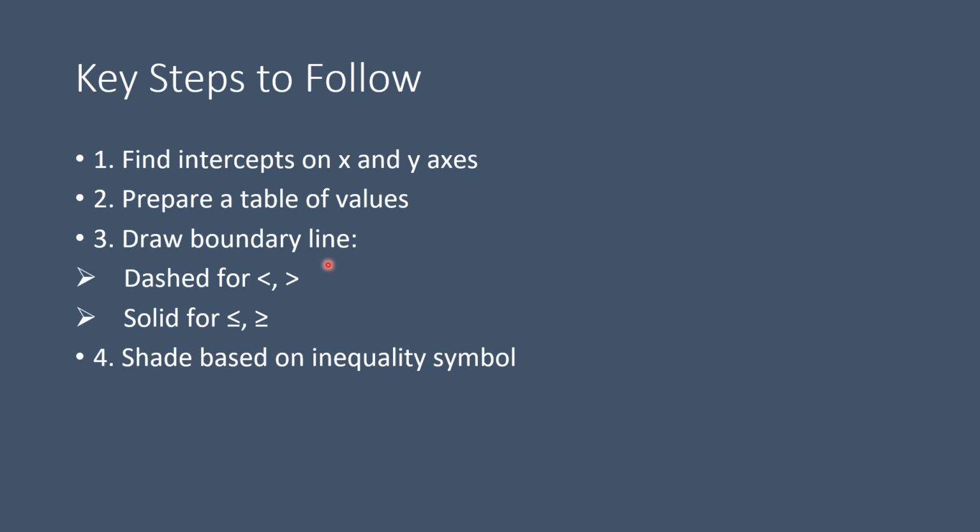We draw the boundary line. The boundary line is the line that we've sketched. Then the boundary line might or might not be part of the solution. When the inequality is less than, we use a dashed line. If it is greater than, we use a dashed line. If it is less than or equal to, we use a solid line. And if it is greater than or equal to, we use a solid line.